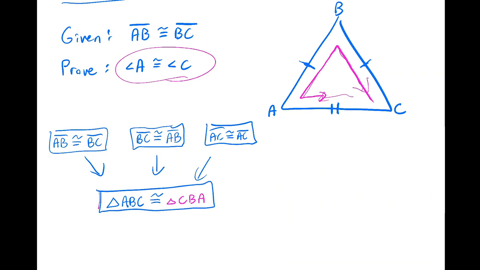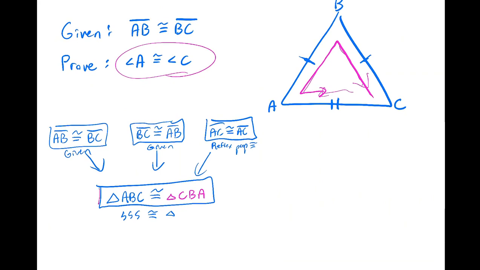Order matters. And so these were all, what was this? This was given. This was given. This is reflexive property of congruence. And then this would be side, side, side, triangle congruence. And then you say, oh, well, what are you doing with this crazy mirror image inside of itself, like an Inception thing? Well, look at this.